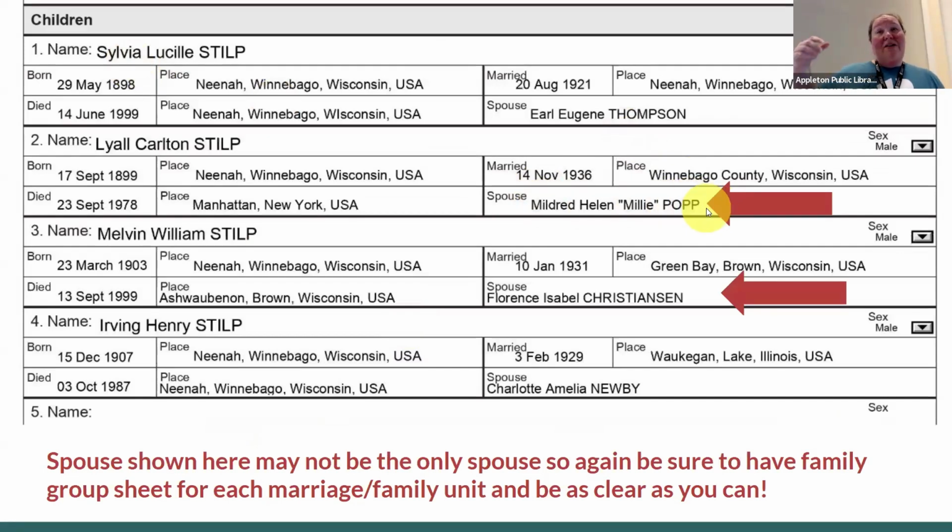So this might not be all the spouses that they have, because again, they're going to have more family group sheets on their own if they have spouses, if they have children. So again, making sure that you're clear that, oh, maybe I'm going to put a number 1 here or a number 2, or put an additional note or put a star or something that's going to let people know this is not the first spouse, or this is not their only spouse.